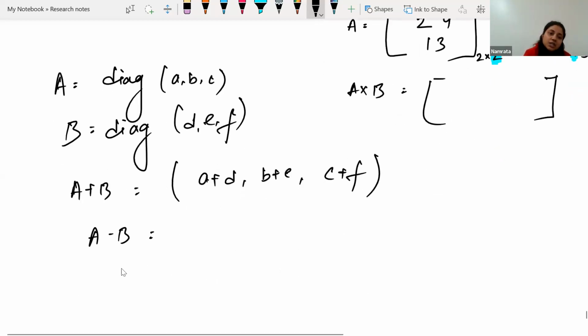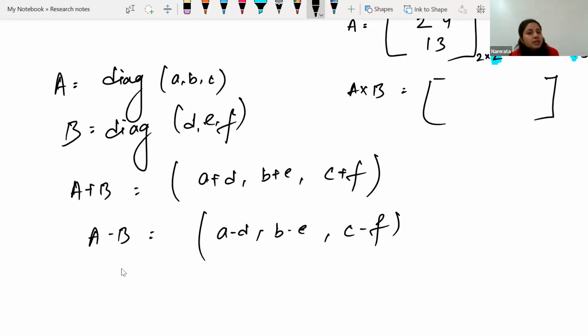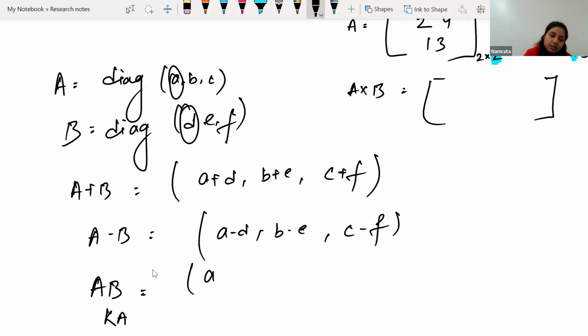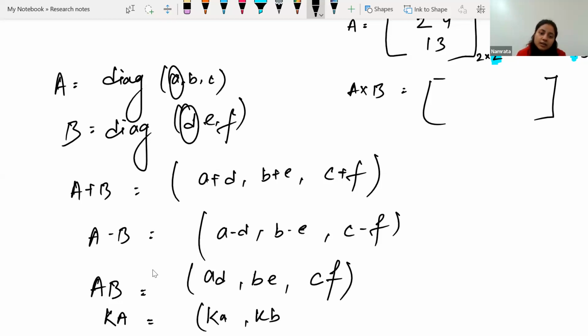Similarly, if we have to find A minus B, we will find A minus D, B minus E, C minus F. After arranging it also, you will end up getting the same answer. So without arranging, we can do the addition, the subtraction, the multiplication, and multiplication with a scalar also. So A into B will be: the first element gets multiplied with the first element, so it will be AD, BE, CF. Whenever we do the multiplication, the process is quite long, row to column, and then we end up getting each and every element of the matrix. But with a diagonal matrix, this is how we can do the multiplication, because the remaining elements are 0. Now K times A will be K into A, K into B, and K into C. This is how we get the arrangement.